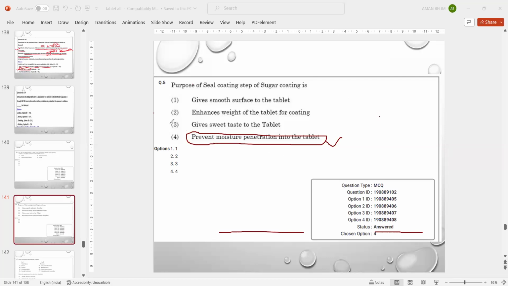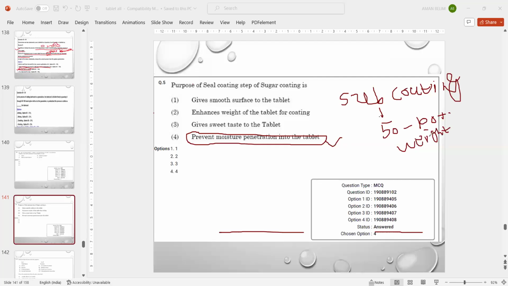Yes, subcoating, right? During the subcoating, this thing will take place in sugar coating. This step is subcoating, and during the subcoating, weight buildup will take place up to 50 to 100%. Okay, 50 to 100% weight buildup will take place. Okay, so that is good.